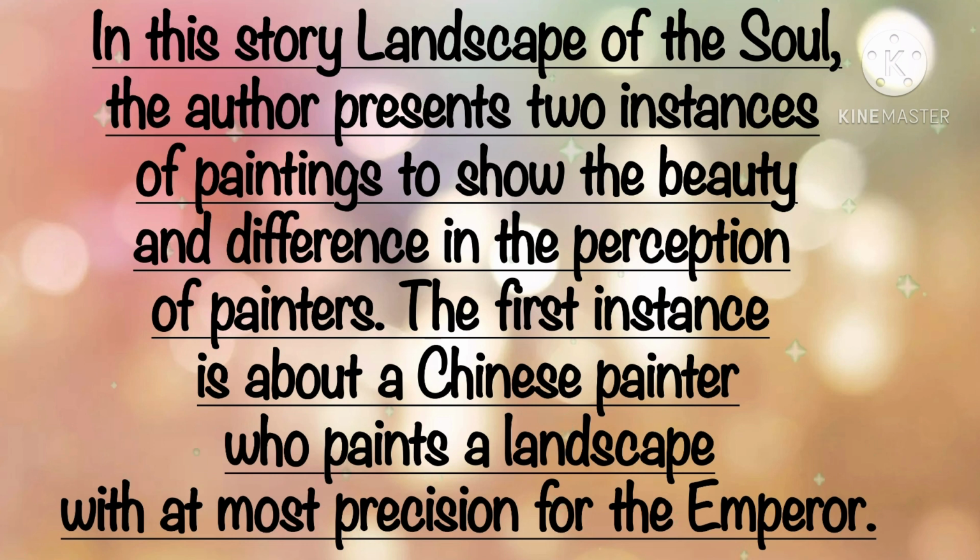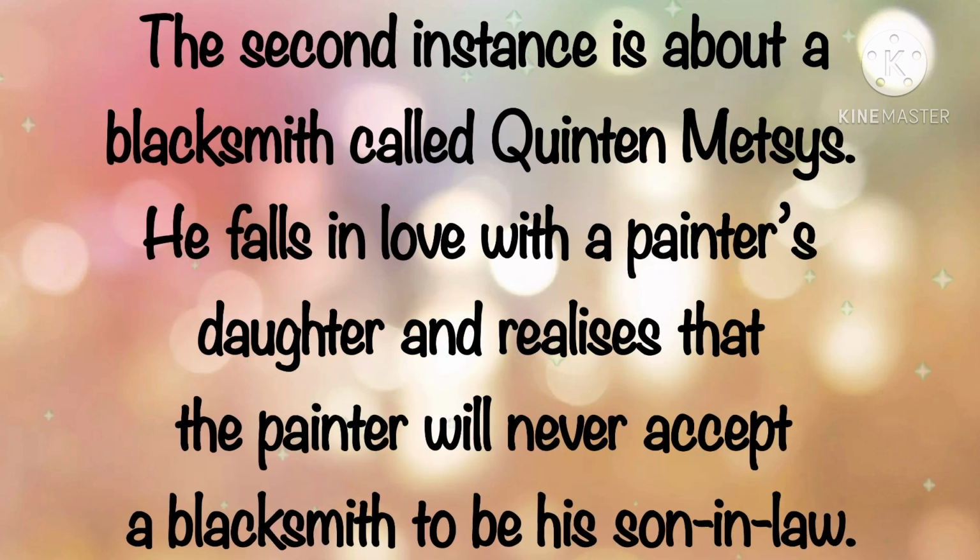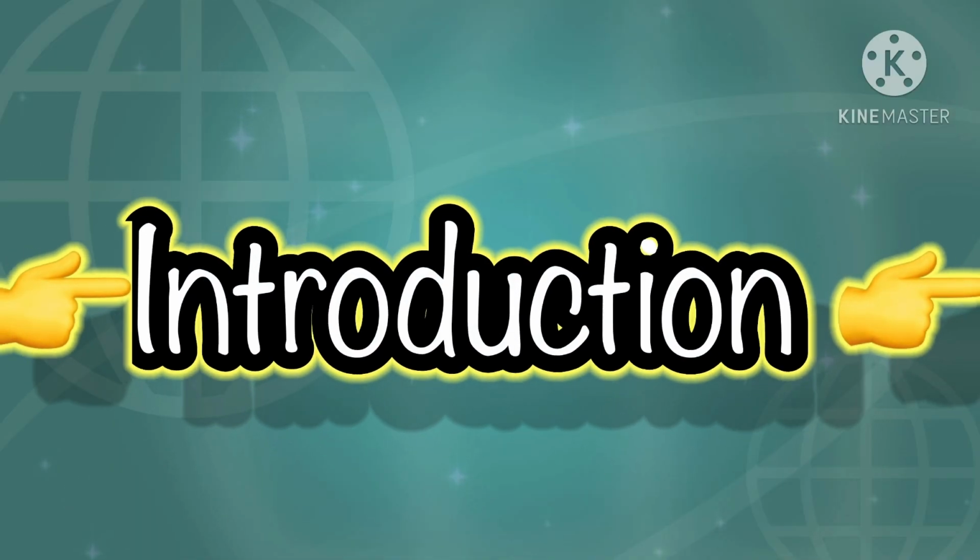The first instance is about a Chinese painter who paints a landscape with utmost precision for the emperor. The second instance is about a blacksmith called Quentin Metsys. He falls in love with the painter's daughter and realizes that the painter will never accept a blacksmith to be his son-in-law. Now the main theme is done.